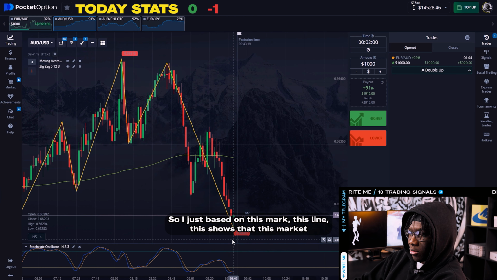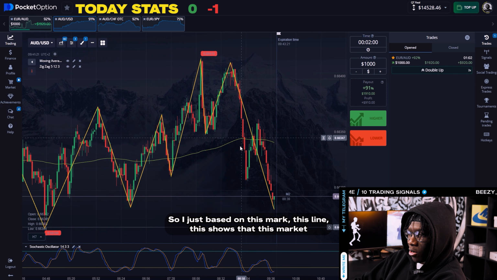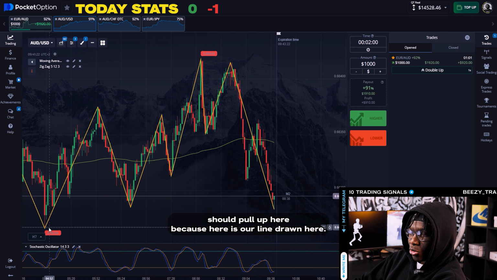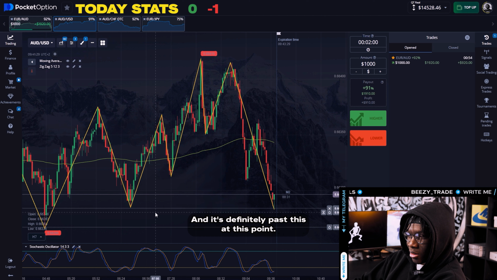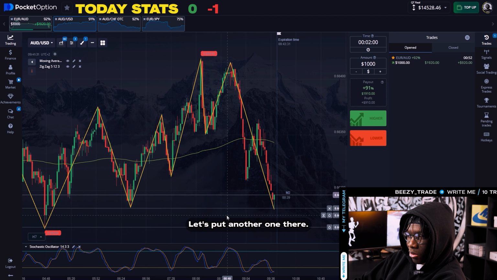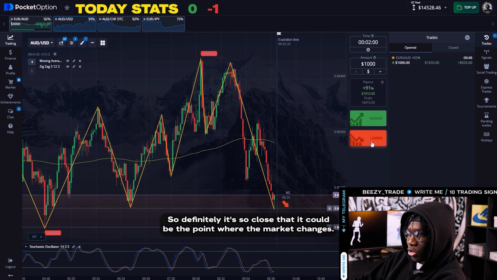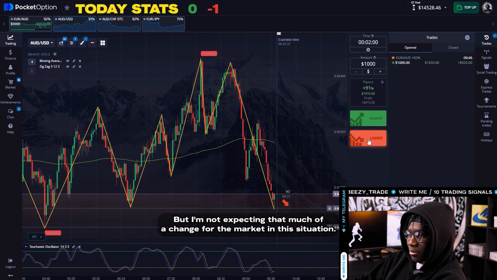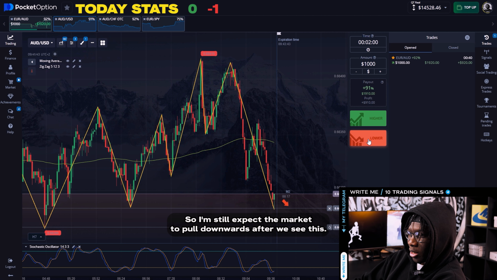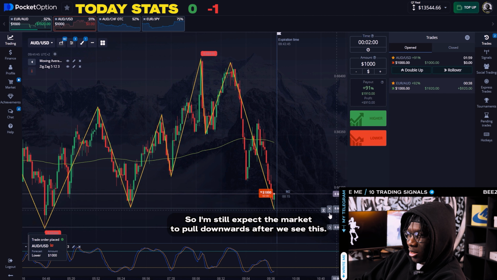All right, so just based on this market, there's nothing that shows that this market should pull up here, because here's our line drawn here, and it's definitely past this at this point. Let's put another one there. It's so close that it could be the point where the market changes, but I'm not expecting much of a change from the market in this situation. So I'm still expecting the market to pull downwards after we see this.